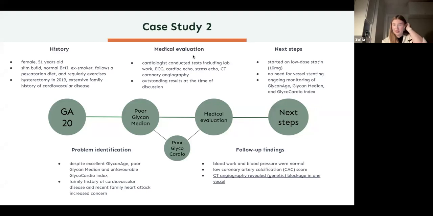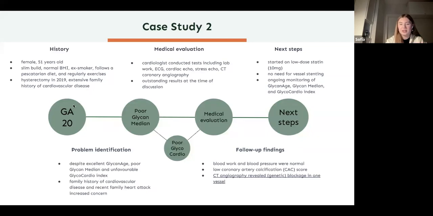This is a very interesting case for us, and we are very, very happy that we managed to catch this. So let's start. This is a female client, 51 years old. She was of slim build, a normal BMI. She was an ex-smoker. She follows a pescatarian diet and she regularly exercises. She also had a hysterectomy in 2019, and she has extensive family history of cardiovascular disease.